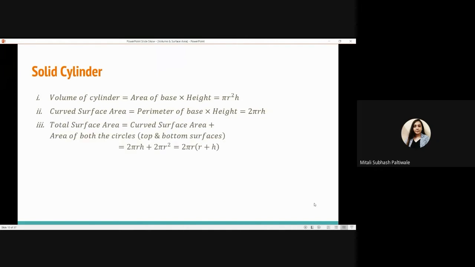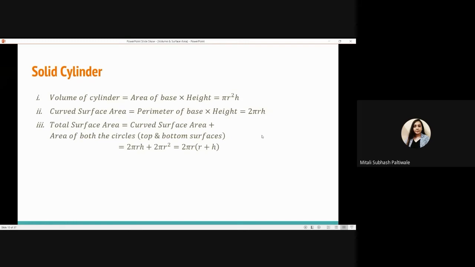Here, the total surface area is equal to the curved surface area plus the area of both the circles, the top and bottom surfaces. Now, we can see that it would become 2 pi r plus h, that is, 2 pi r into (r plus h). That's it.